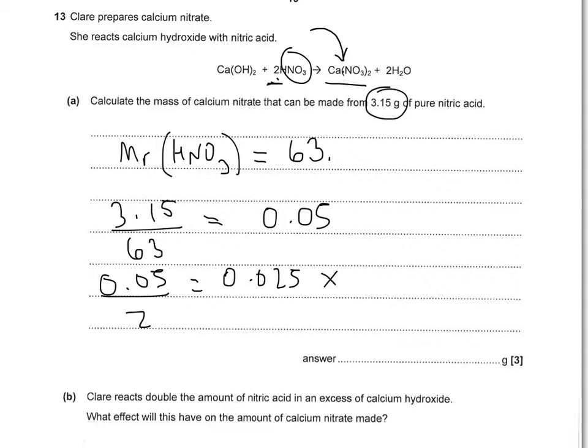calcium nitrate, which is 164. And so your answer is 4.1 grams. Now, if you got that, that is very, very impressive. I'd be really surprised if a question like that came up in your exam that was that difficult.